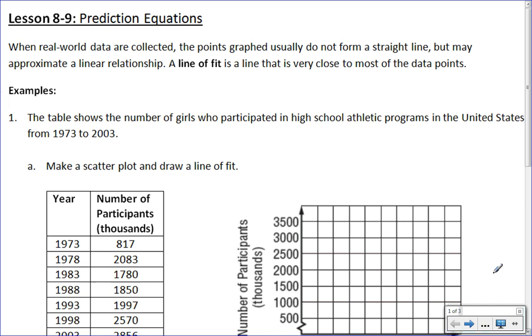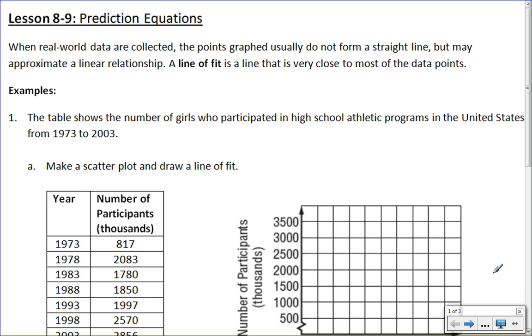This is lesson 8-9, prediction equations. When real-world data are collected, the points graphed usually do not form a straight line, but may approximate a linear relationship. A line of fit is a line that is very close to most of the data points. So in this section, what we'll see are sets of data where the points represent something real, but they typically don't lie on a straight line. You'll basically deal with scatter plots, but typically these data sets can be approximated by a straight line.